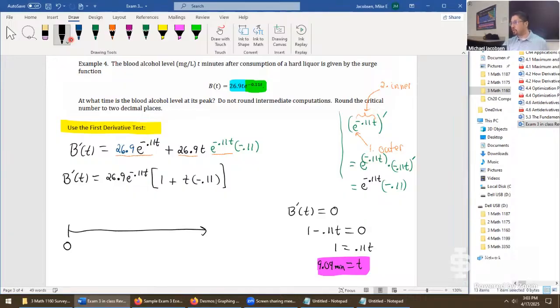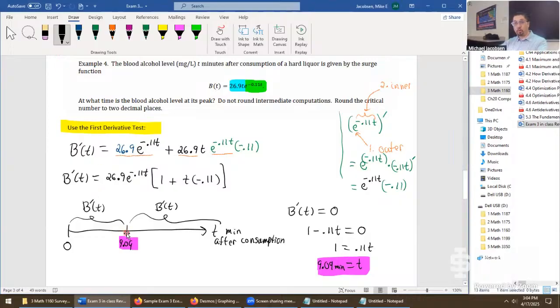This number line starts at 0 because the definition of t is minutes after consumption of a hard liquor. So we take the start of the domain when the experiment starts. Then this will be a t-axis for t minutes after consumption. We place the 9.09 right here for the critical number. And what we're analyzing in these intervals from here to here, and here way out to here, is a sign of b prime at t. I'll just call the whole thing b prime at t.